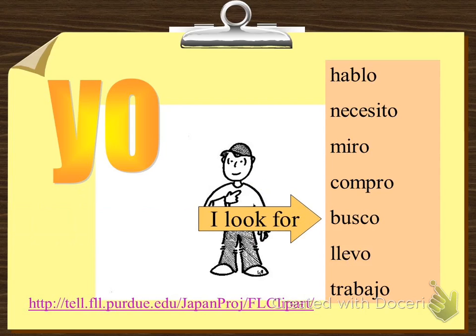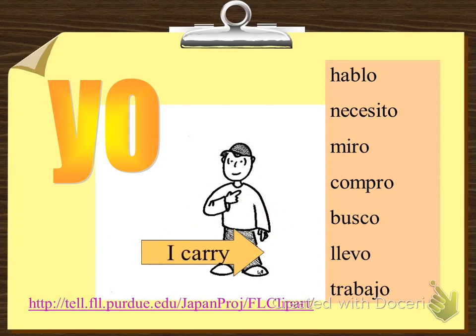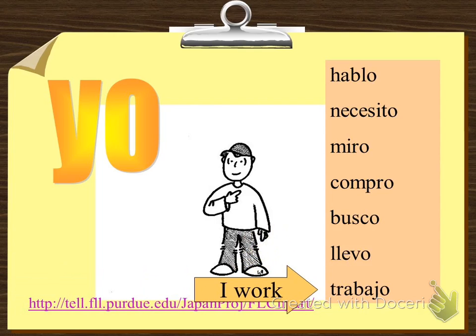Okay, what is llevo? I wear. What else could it be? I carry or I bring. Okay, so three different meanings. And trabajo? I work. It also happens to be just a coincidence that it is the noun for work as well. So if you happen to see it in a different context, it can be the noun. And then you obviously would be able to tell by context clues if it's the noun for work or if it's the verb for I work.